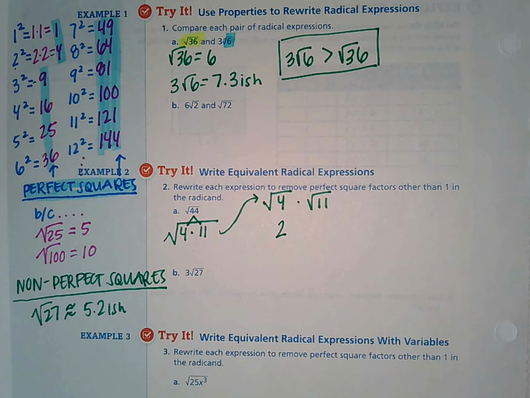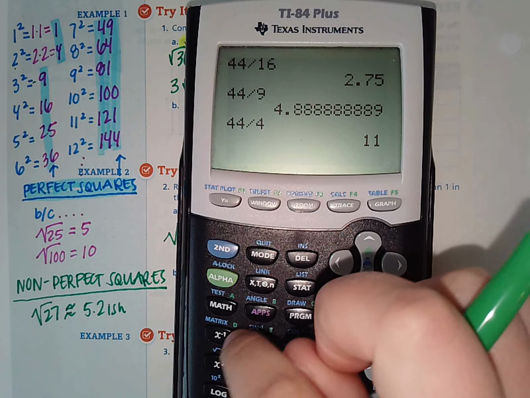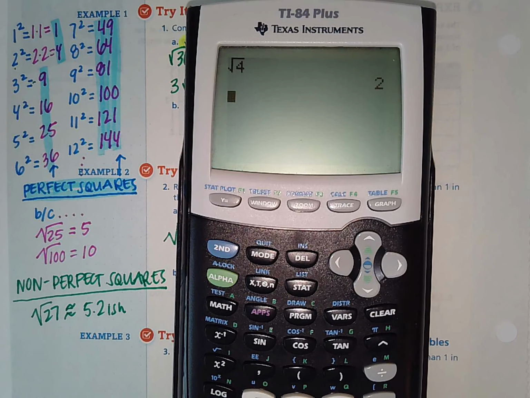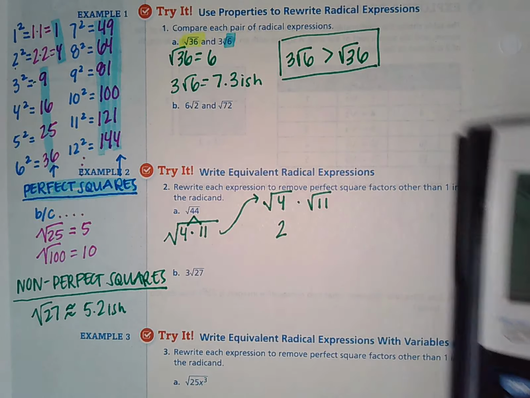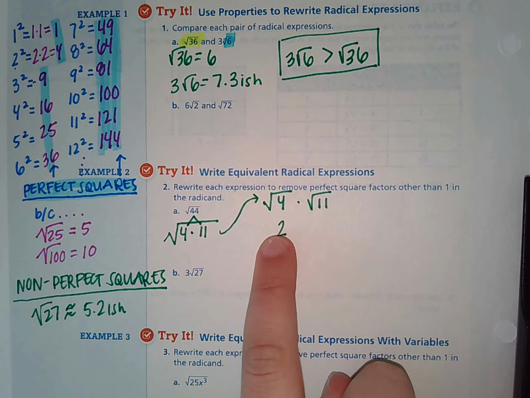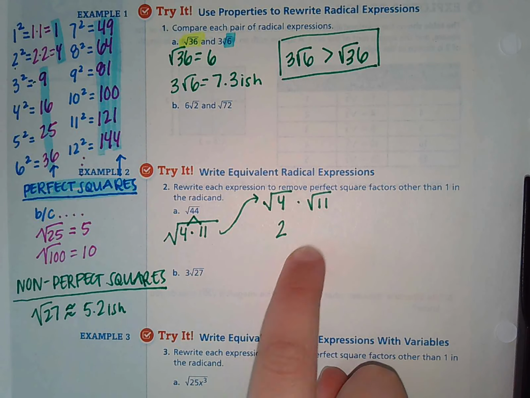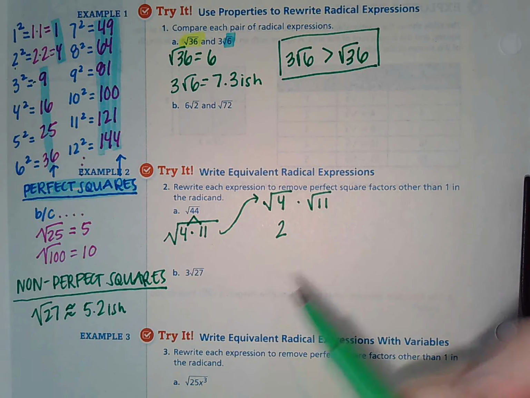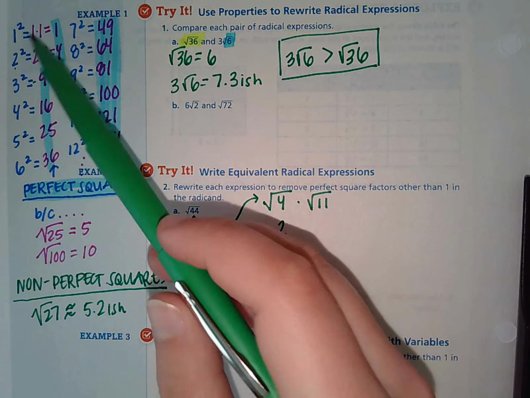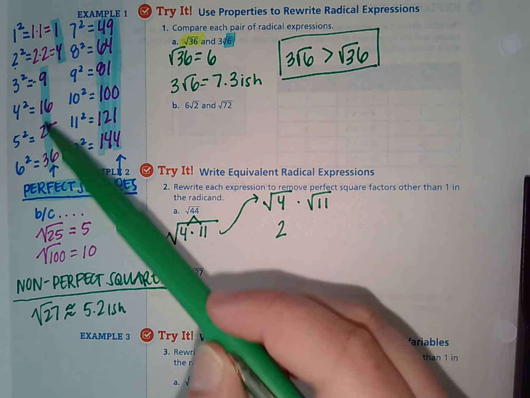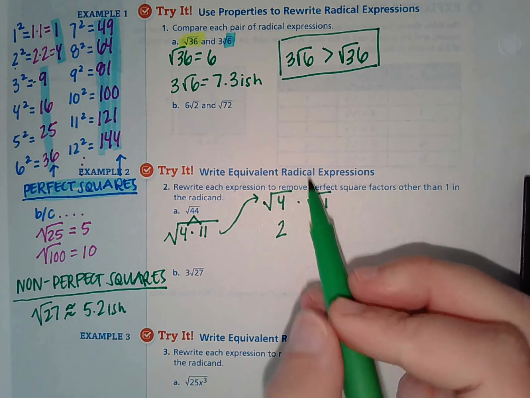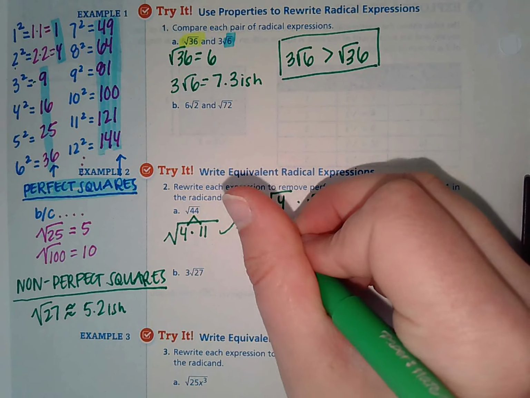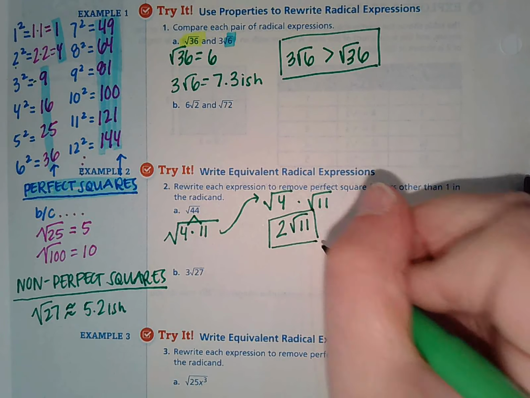When I take the square root of 4, if we want to check that in our calculator, the square root of 4 gives me the value of 2. Key things to note: my radical here disappears, and I'm just left with this whole number 2. Now for this radical 11, it's not a perfect square, so it doesn't match up with any of these numbers. I can't simplify this anymore, so I write my final answer here as 2 radical 11.